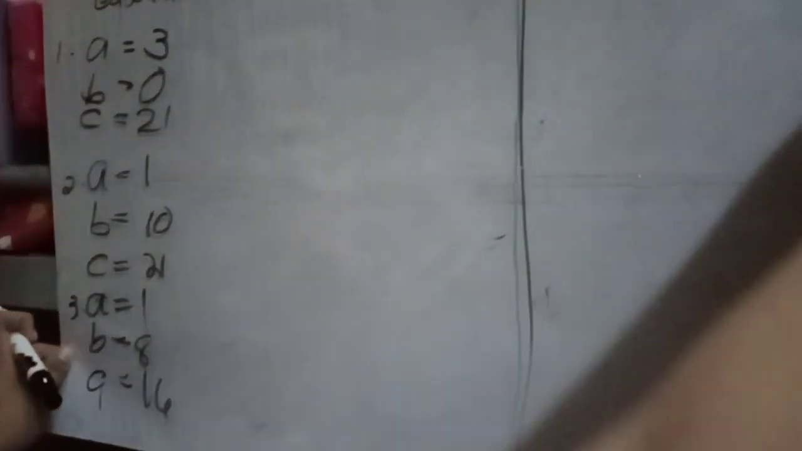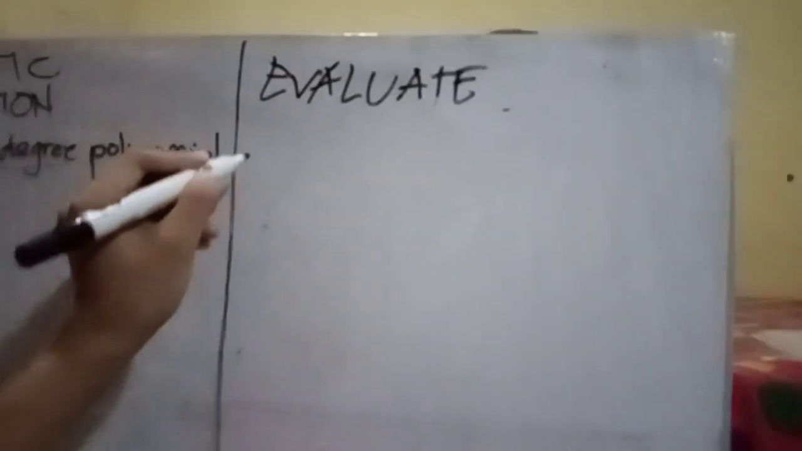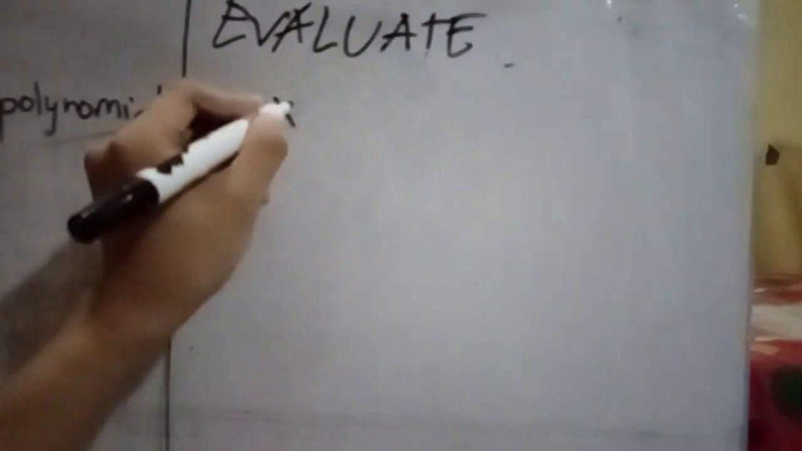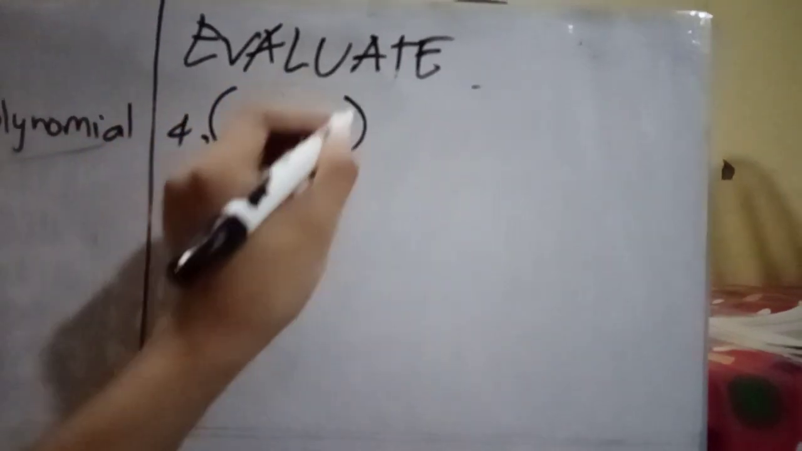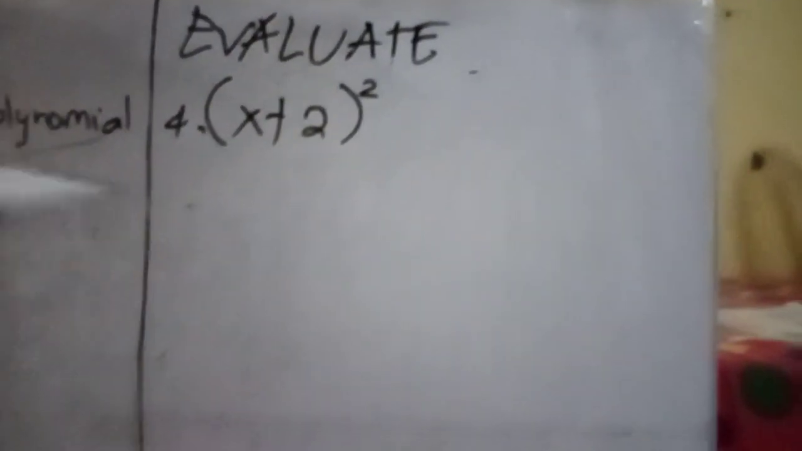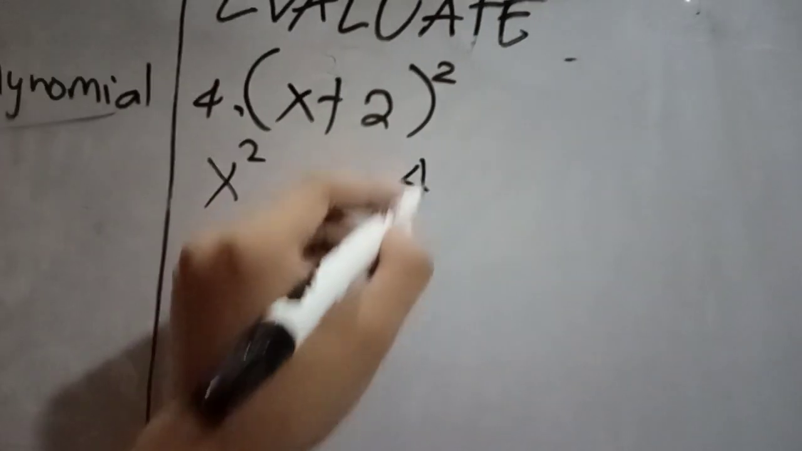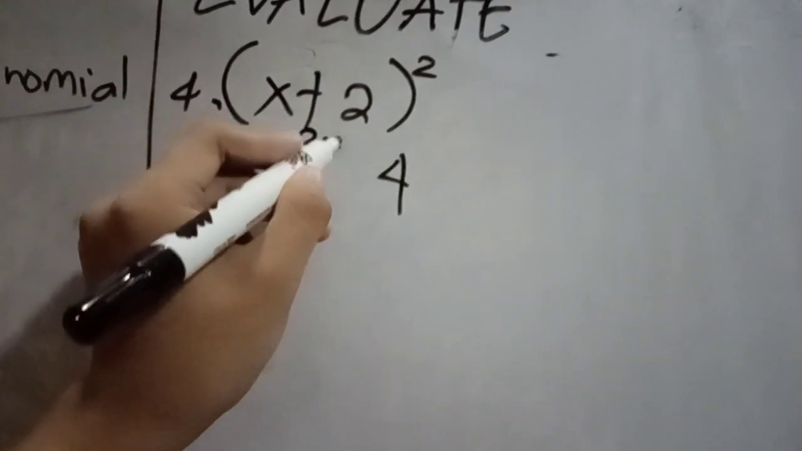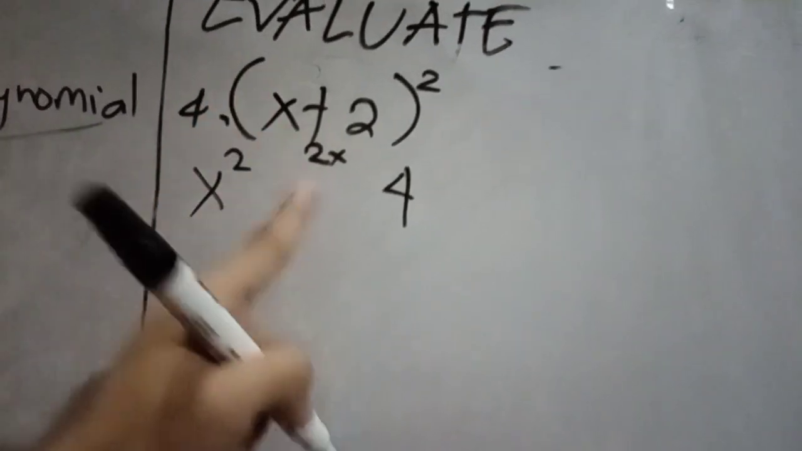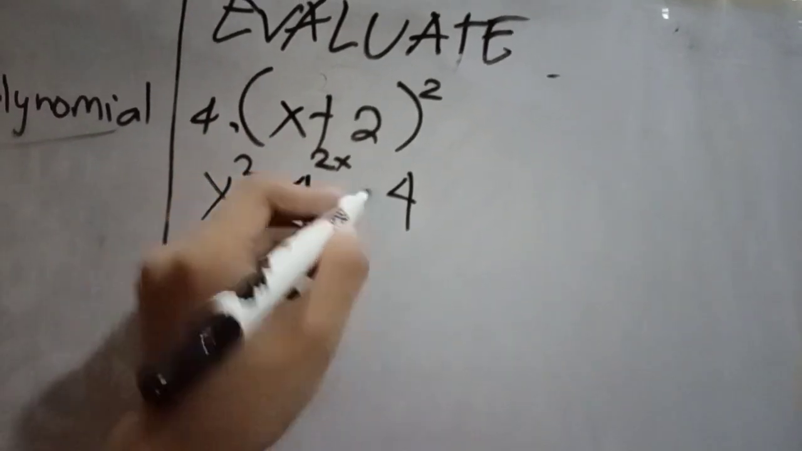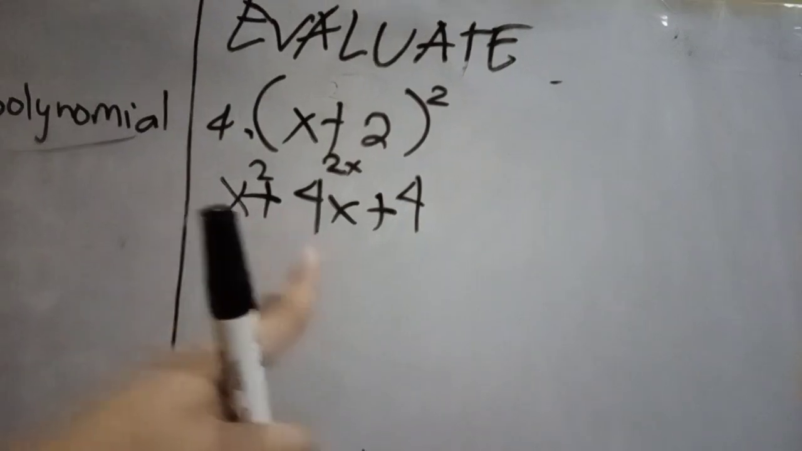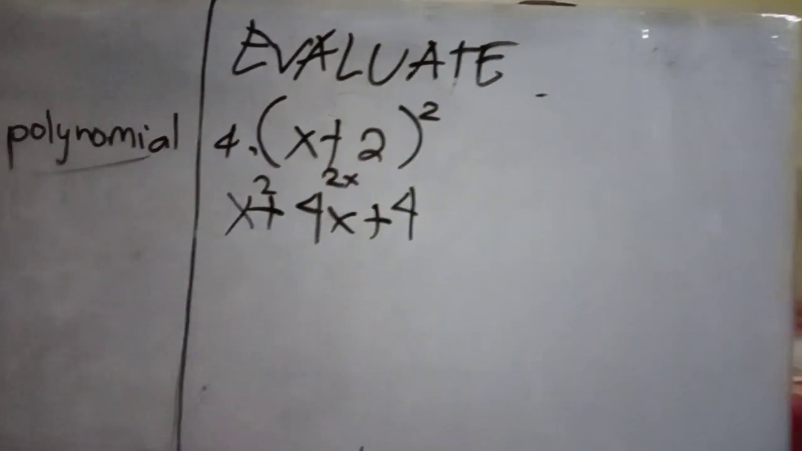how about this case? Number 4. We have (x + 2) raised to the 2. So now, this is a perfect square. Here is the technique: x times x is equal to x squared. Then 2 times 2 is equal to 4. Then 2 times x, 2x times 2 is equal to 4x. So now the answer is x squared plus 4x plus 4 is equal to 0.